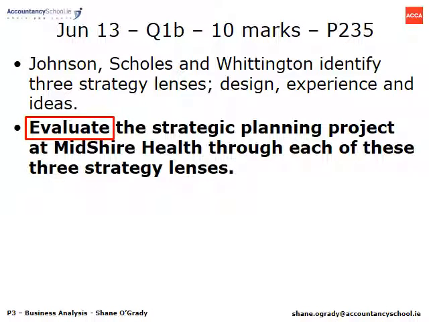Now, before we go on to that, let's just very quickly look at the other one. Johnson, Scholes and Whittington identified 3 strategy lenses: design, experience and ideas. Evaluate. Now, this was much more judgment based. And on the basis that there had been a past paper question, the examiner certainly felt within his rights to slightly up the standard and say, what I want you to do now is not examine and make a commentary about how the lenses may have applied in an organization. I want you to apply some judgment here.